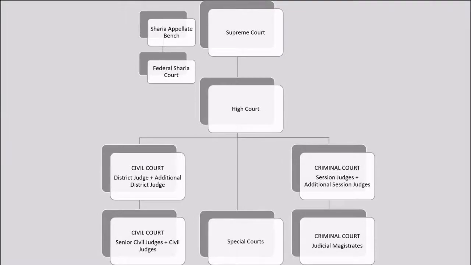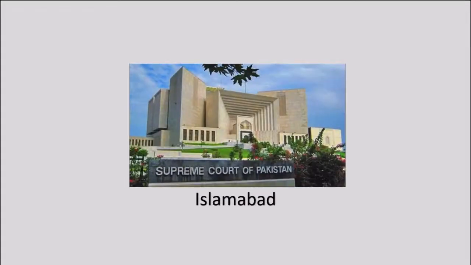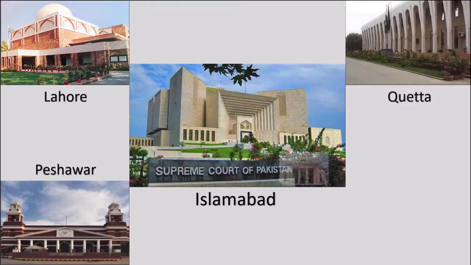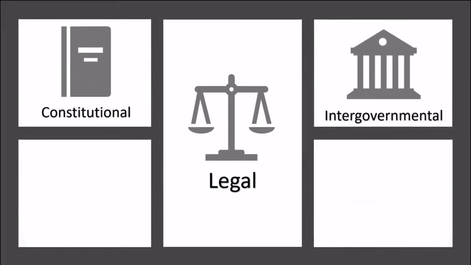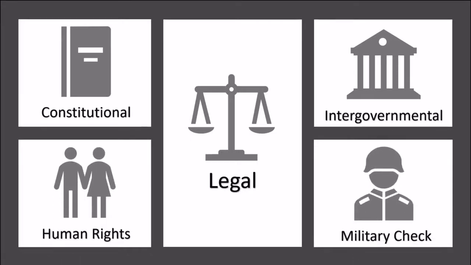The fourth level of jurisdiction, the Supreme Court. It is at the apex of Pakistan's judicial hierarchy. It has a permanent seat in Islamabad, as well as branch registries in Lahore, Peshawar, Quetta, and Karachi. Its competence extends to legal disputes, constitutional disputes, intergovernmental disputes, human rights matters, and a check on military power.